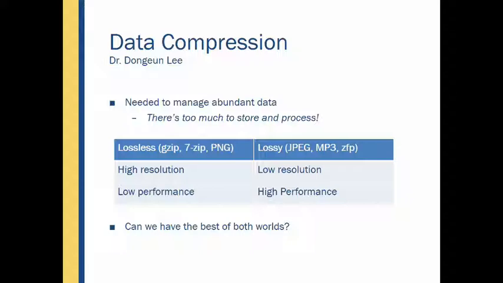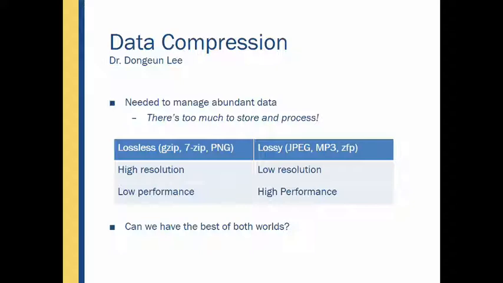You can break down the entire category of data compression into two different categories. We have lossless compression here. You might all be familiar with ZIP and 7-Zip and PNG. Those files are lossless compressions. And we also have lossy compression, which you can see in MP3, JPEG, and H.264, H.265. Those video coding technologies can be categorized into lossy compression.